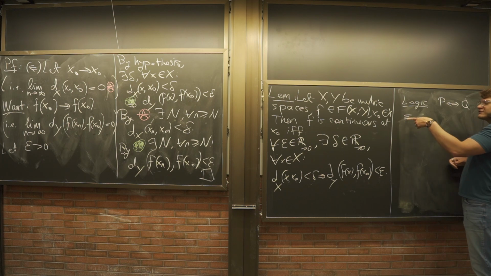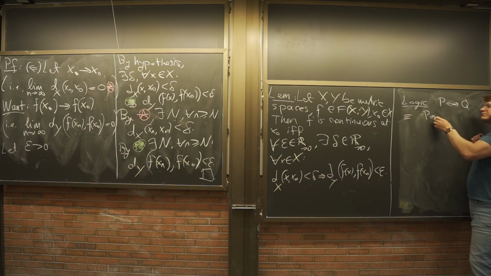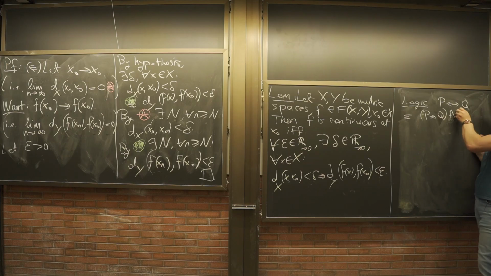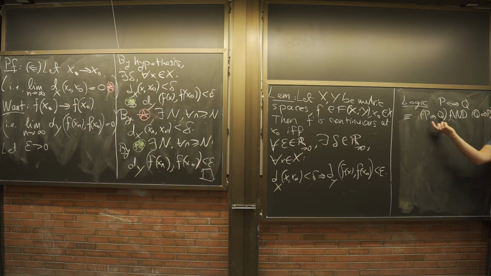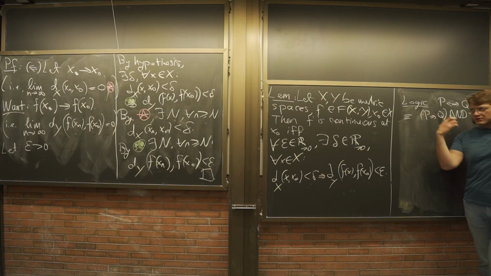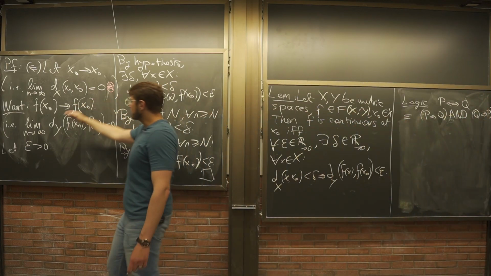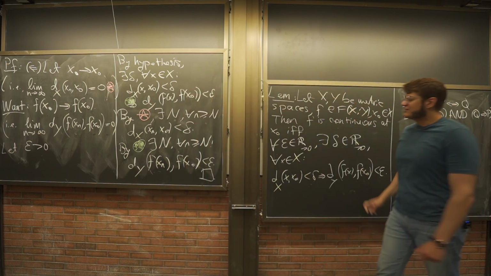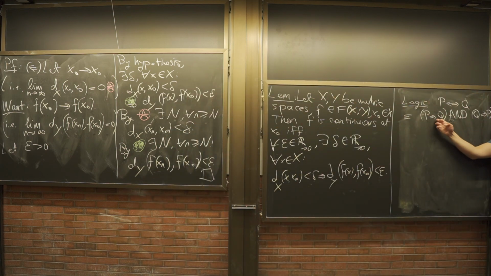And so we can say this is logically equivalent to P implies Q and Q implies P. Now, so far, we showed this part. We assumed Q, we showed P. So we need to show this part. If f is continuous at x0, continuity in the sense of sequences, then the epsilon delta statement holds too. That's what we're trying to show.